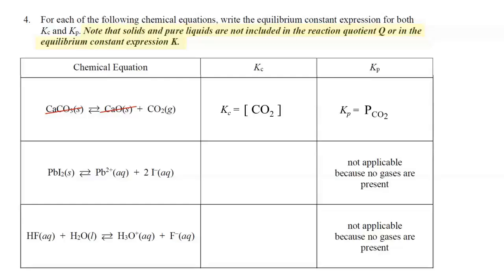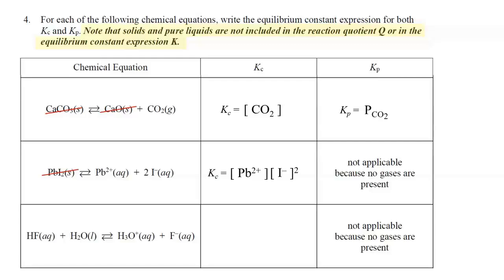Now in our next example, the chemical that I see that is a solid is lead iodide, so we're not going to include that in the expression. So for the Kc, it's going to be the concentration of the lead ion, Pb2+, times the concentration of the iodide ion, I-, and that's going to be squared because of the coefficient of 2 for the iodide in the chemical equation. There's no version of Kp for this particular equation because there are no gases present.